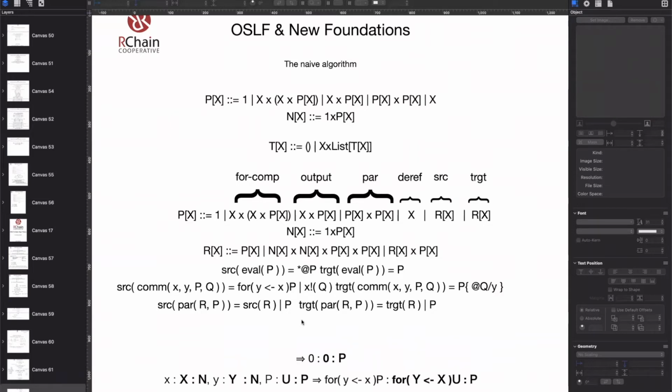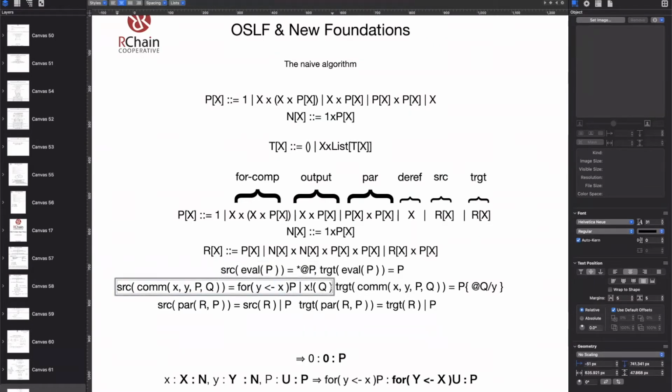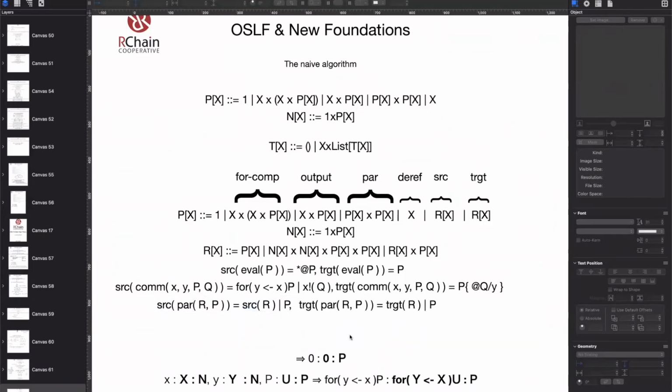In your definition, you have two equal signs. What do you mean, two equal signs? For example, in first you have source eval p equal a star at p, and then target eval p equal p. Yeah, right. So these are two expressions, correct? Yes. Separated by this space in the middle. Yeah, I can put a comma in there if that helps. Yeah, just want to be sure. Sure. Okay.